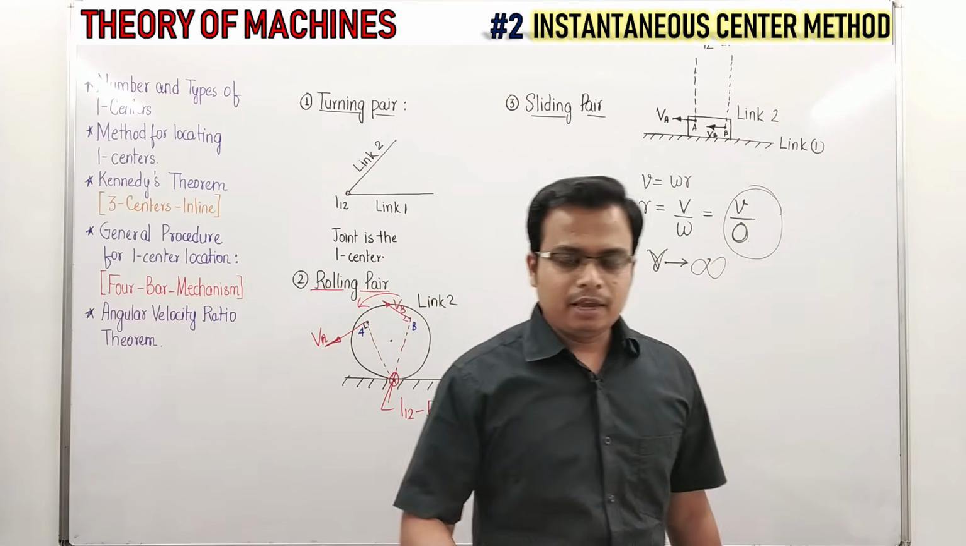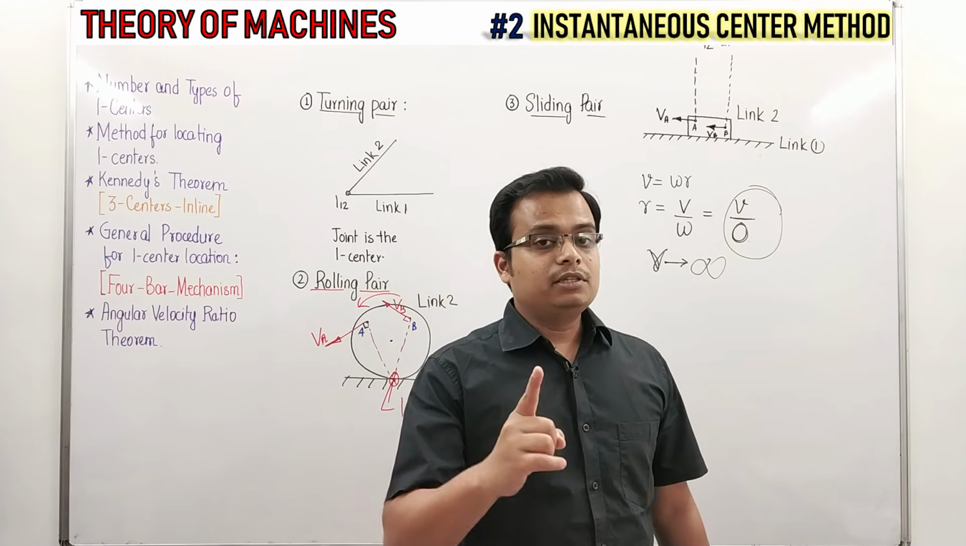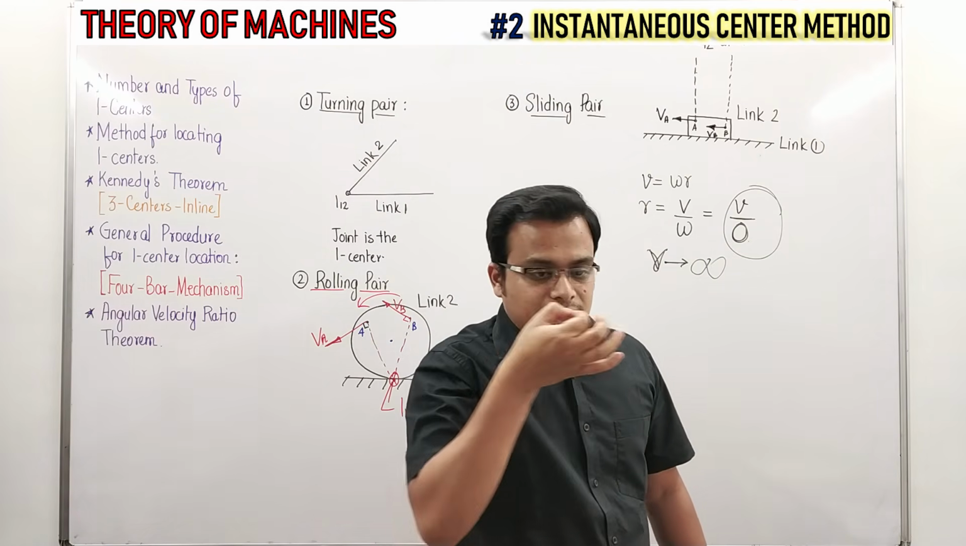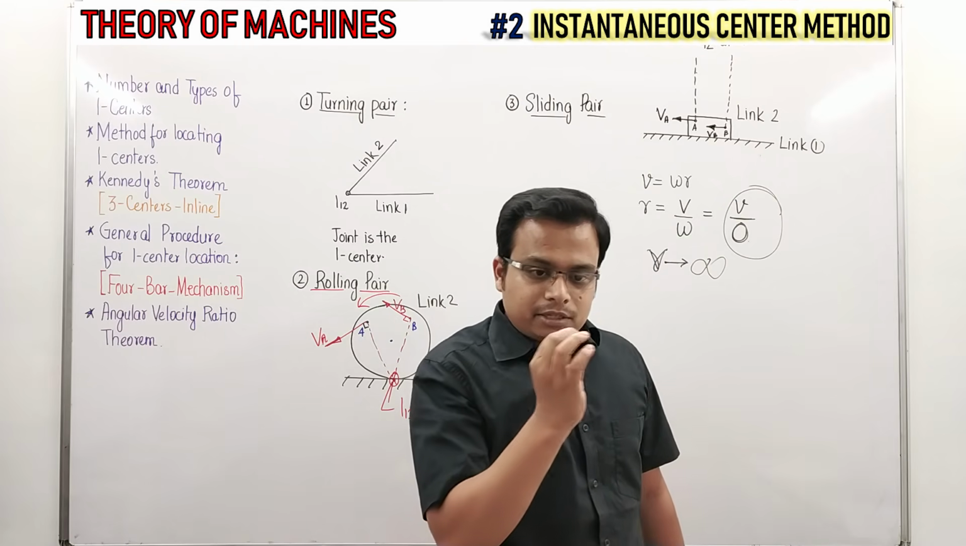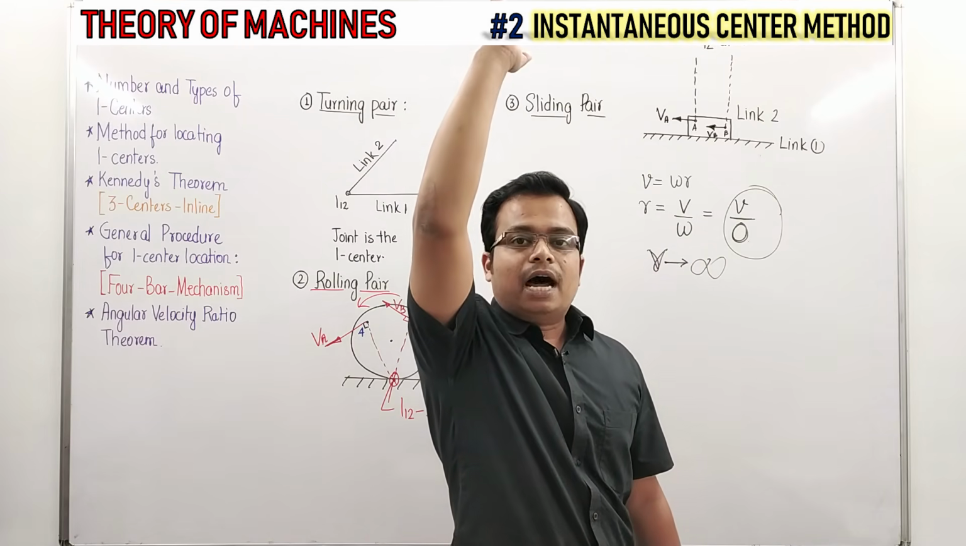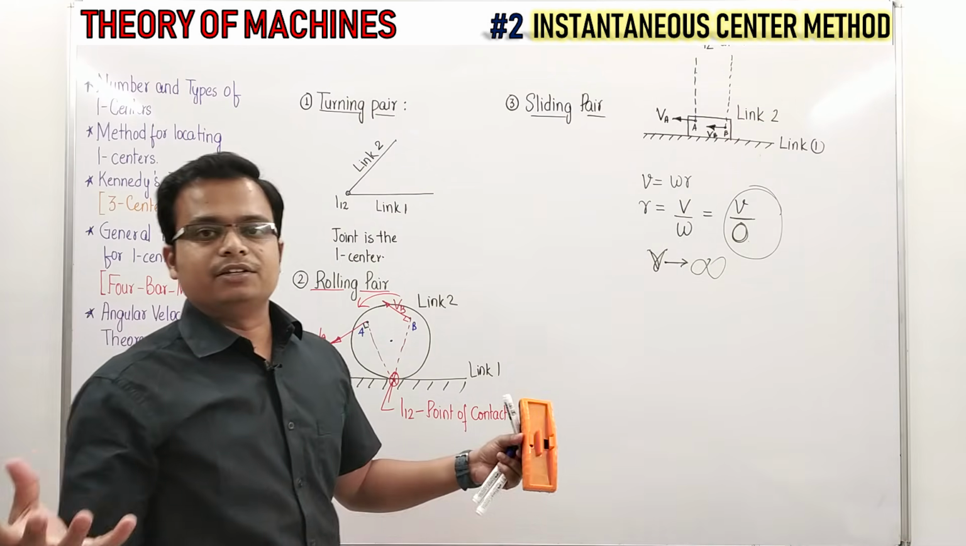Just remember one thing, if one object is sliding over another, in case of a piston motion, obviously the instantaneous center will be at infinity. If this is the direction of velocity of the piston, the instantaneous center will be perpendicular in this direction, at infinity. Remember this, and all your problems will become very easy.